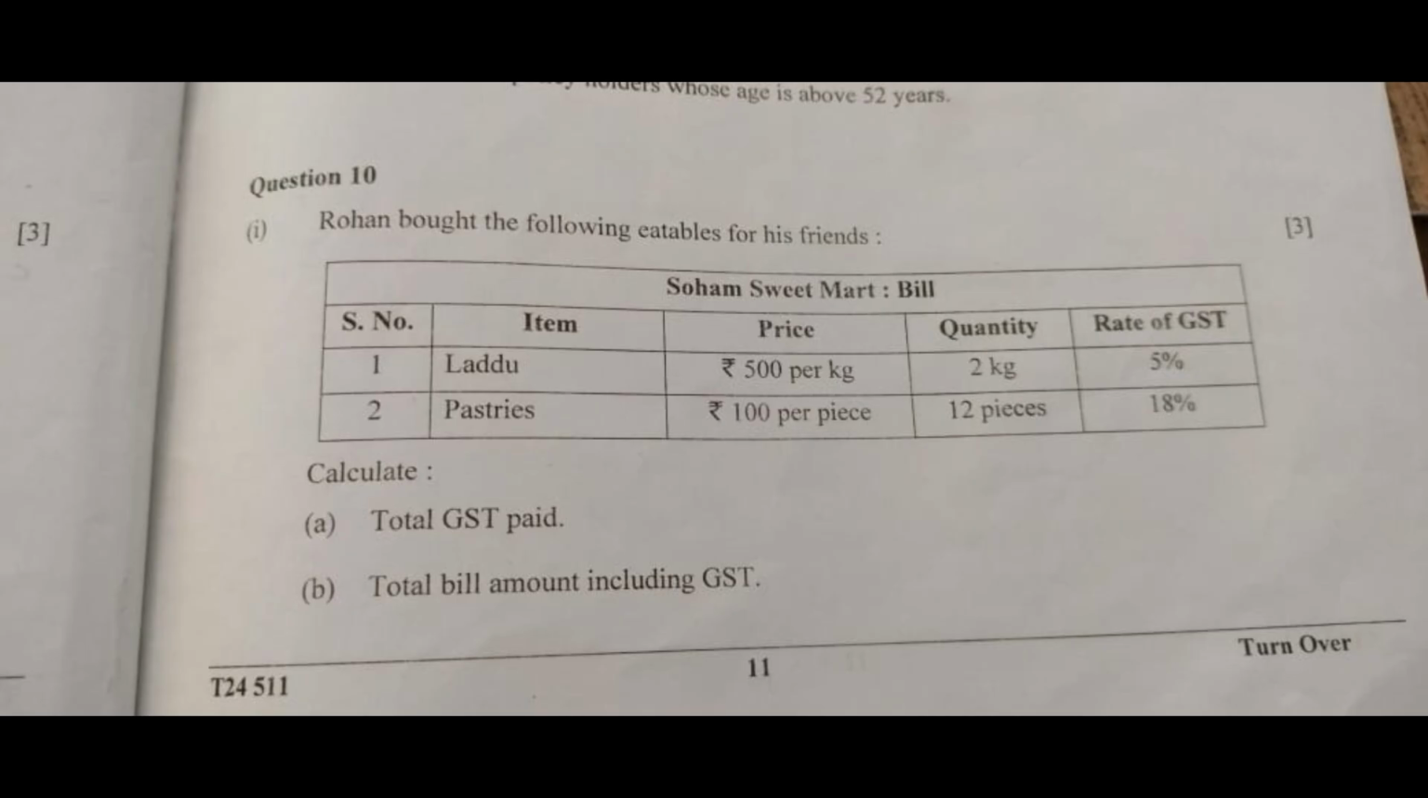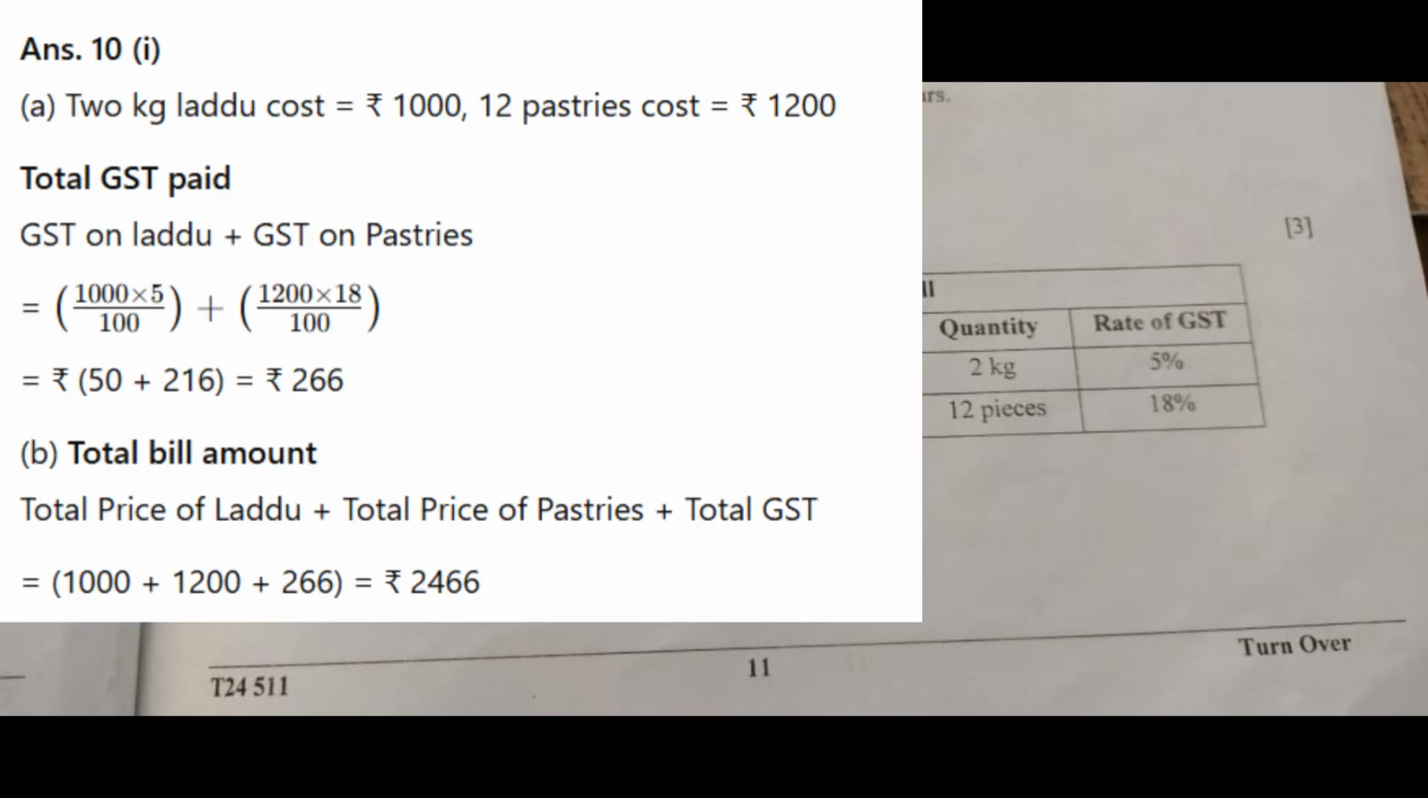Now, for the second part, the given price is 100 rupees per piece, with a quantity of 12 pieces, and the GST rate is 18%. So, 18% of 100 multiplied by 12 equals 216 rupees. The total GST is 50 plus 216, which equals 266 rupees.